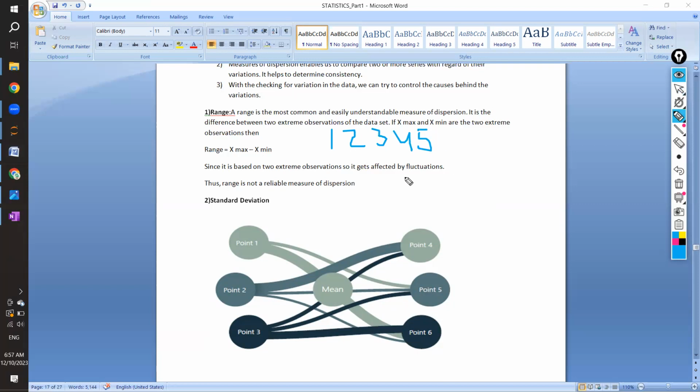5 minus 1 is 4, agree? But if I add 100, this is some outlier. 100 minus 1 is 99. See, the range is shifting directly from 4 to 99. So that's why it is important to keep a special eye on extreme observations.